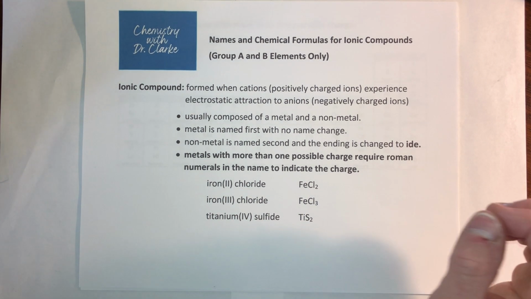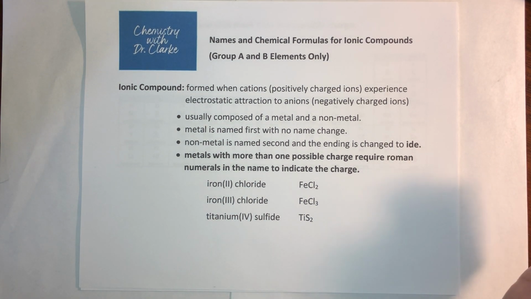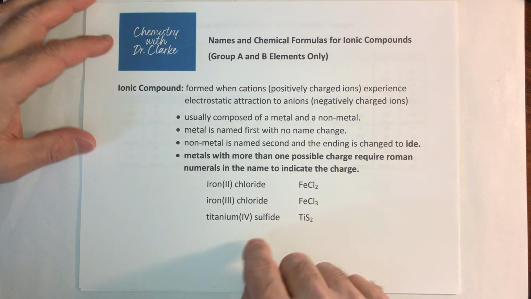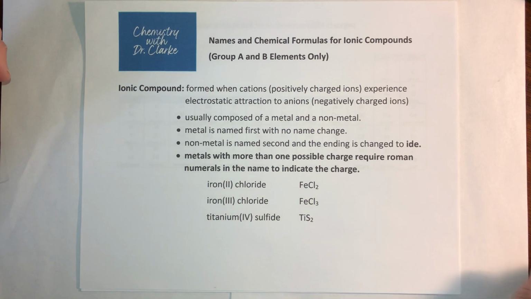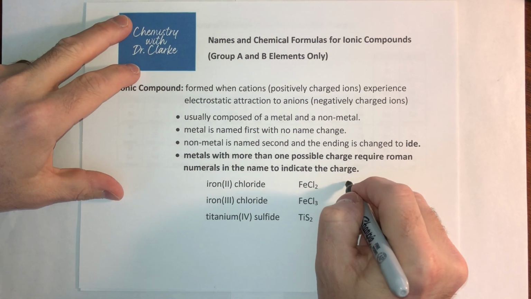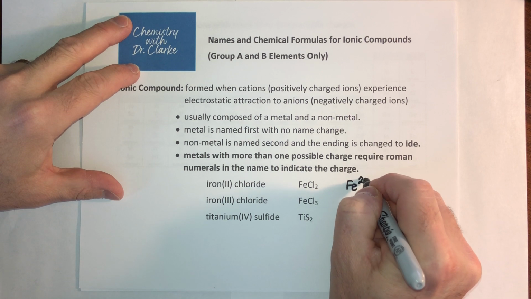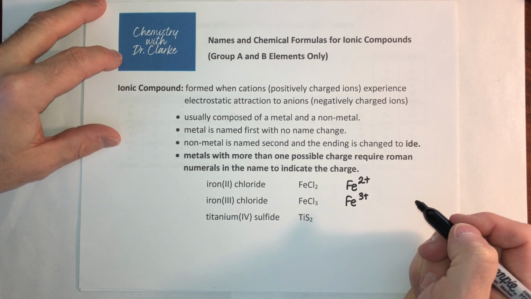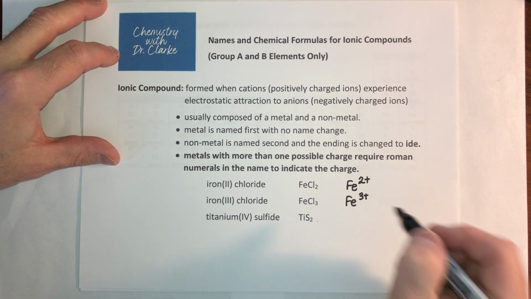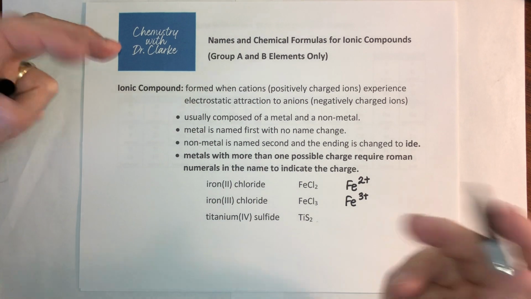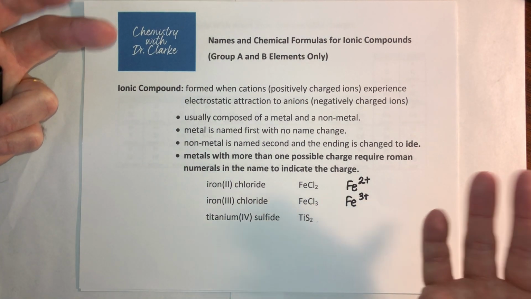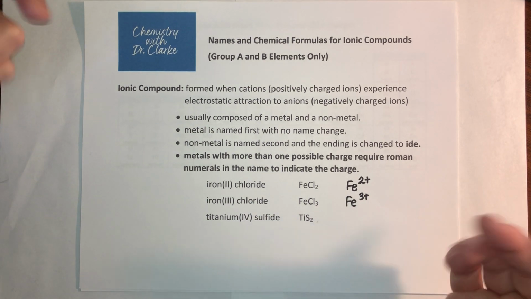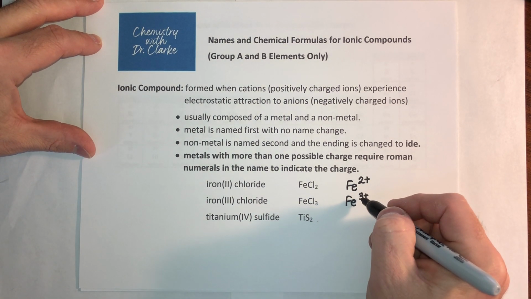Now, the biggest difference between dealing with exclusively group A and starting to bring in the group B elements is that the group B elements have more than one possible charge. If we talk about iron, iron can form iron 2+, but iron can also form iron 3+. There's two possible charges for iron, which makes it a little confusing, right? If I told you that you had an iron ion, how do you know which one? Is it the iron 2+ or the iron 3+?